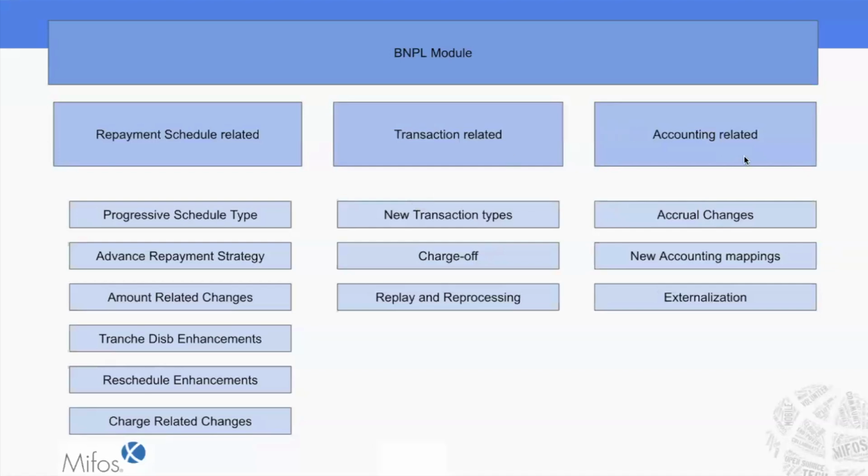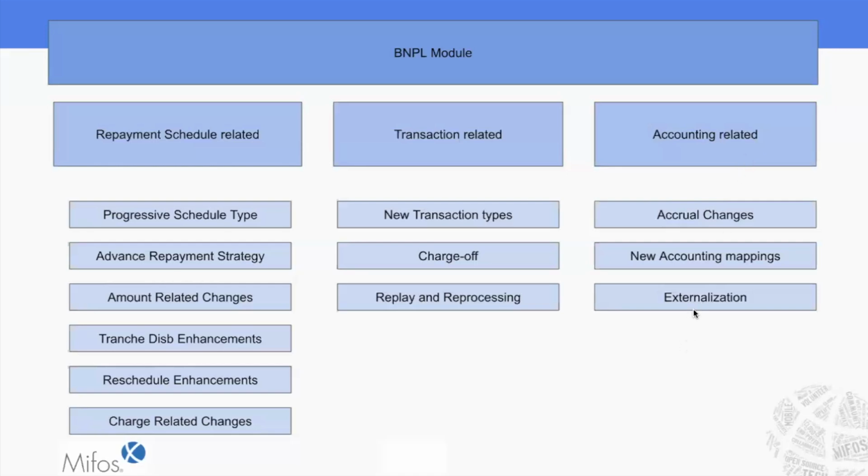And accounting related: whatever new transactions or enhancements we made, we had to have new mappings for them to make sure the accounting entries are tracked to those transactions. And on the accrual, the client uses accrual type accounting, so we had to come up with new accrual changes to support the need.